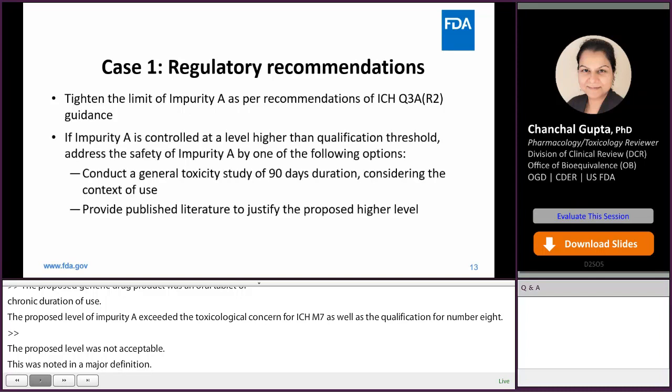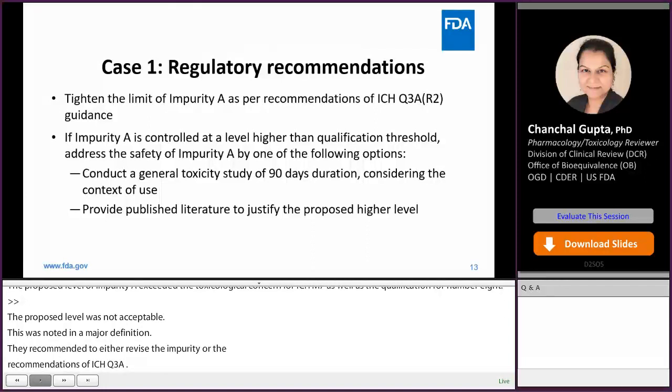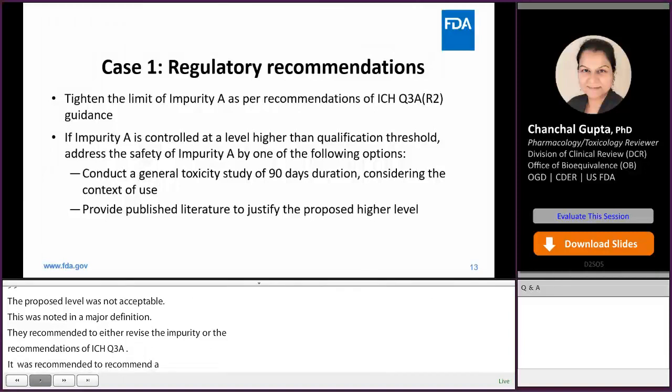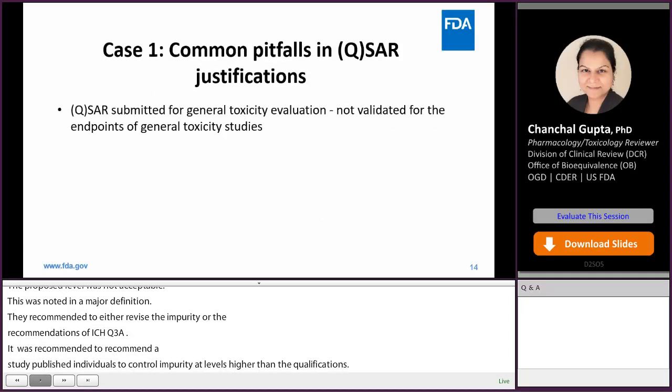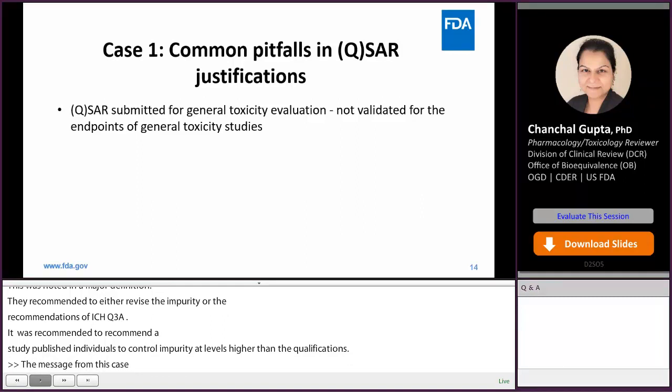Alternatively, the DMF holder was recommended to conduct a general toxicity study of 90-day duration or submit published scientific literature if they chose to control impurity A at levels higher than the qualification threshold. In a nutshell, the take-home message from this case study is that QSAR analysis is not acceptable for general toxicity evaluation as QSAR is not validated for the endpoints of general toxicity studies.